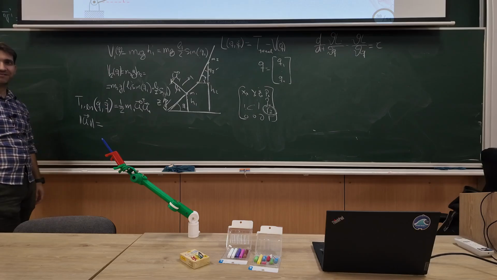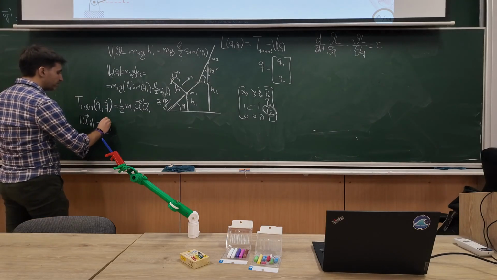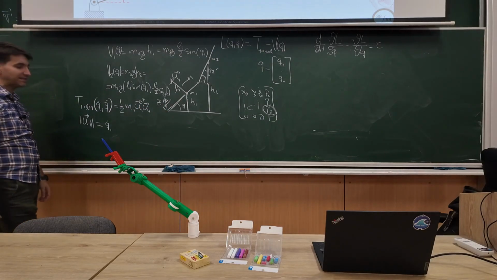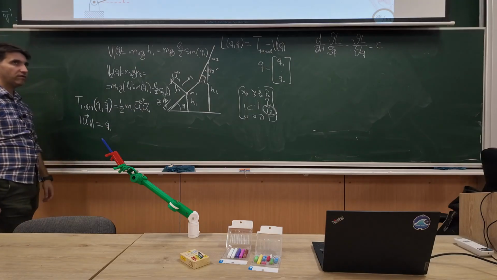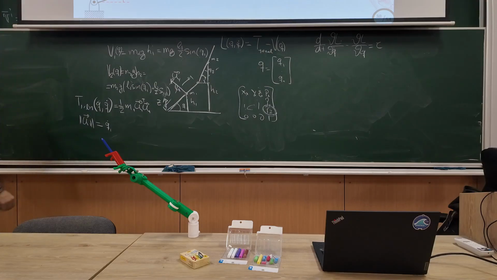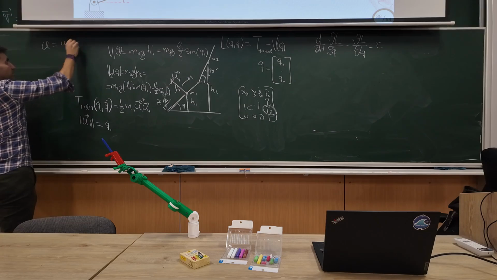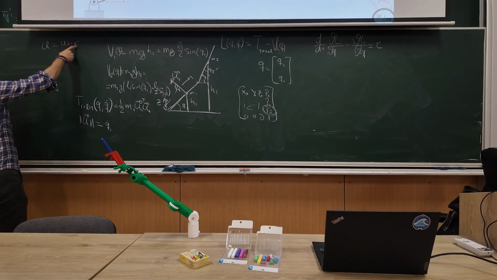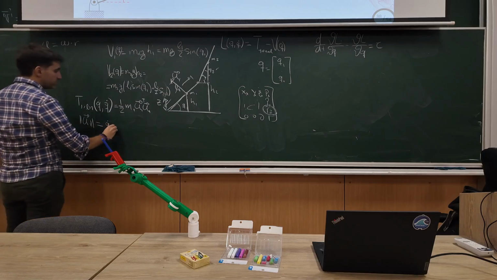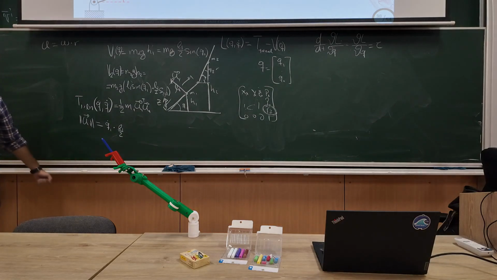Would be what? Q1 dot, so how fast the angular rotation is, times L1 over 2. I was thinking of converting from angular velocity to linear velocity, right? The formula is omega times r. This is meters, this is 1 over second, so this is meters over second. Right, so this is times L1 over 2. All right?